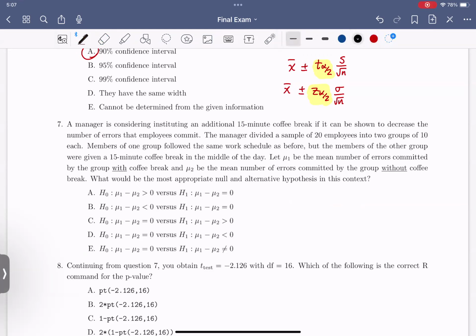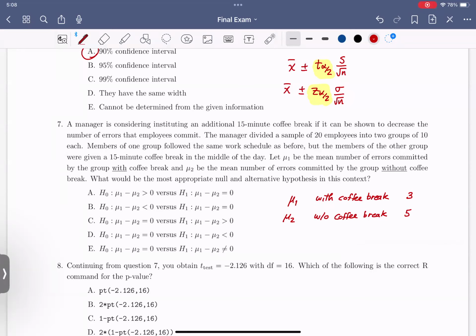So mu1, this is the group with the coffee break. Mu2, this is the group without the coffee break. Let's put in some numbers for the errors committed. Let's say that with the coffee break, they can have three. The mean number of errors can be three. So without the coffee break, the mean can be five, for example, here.